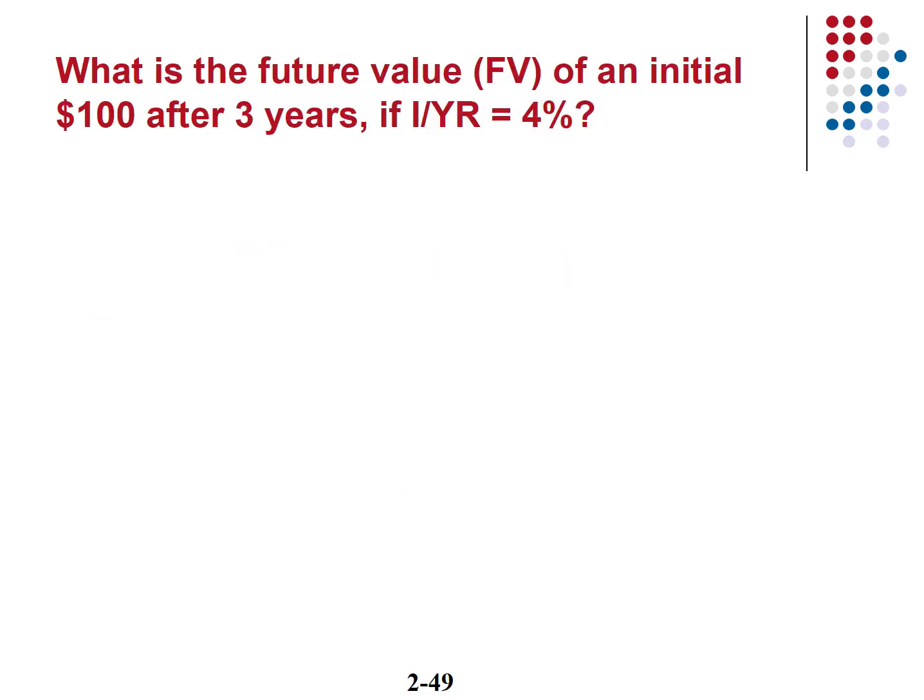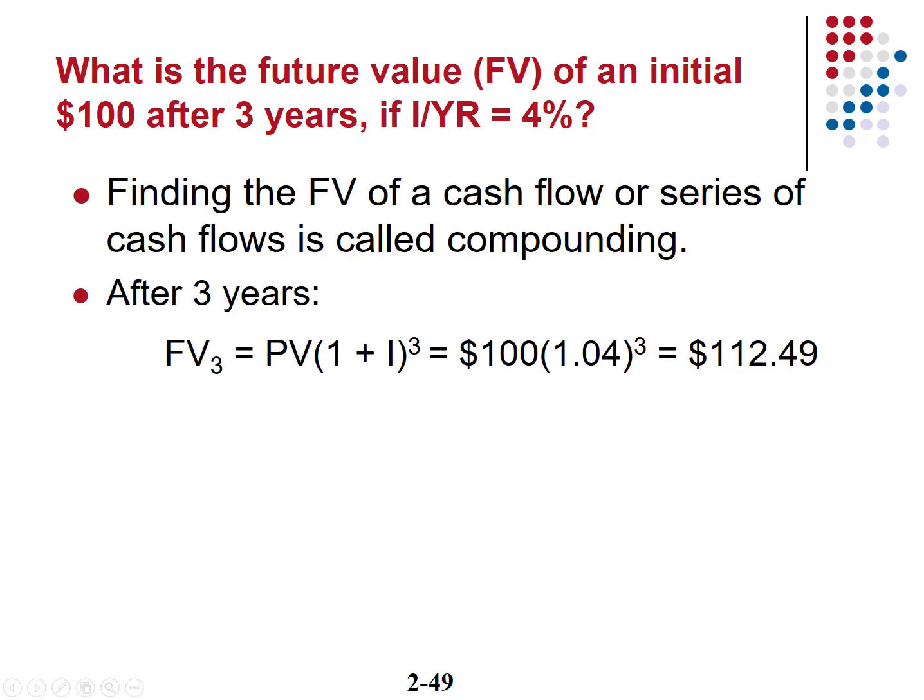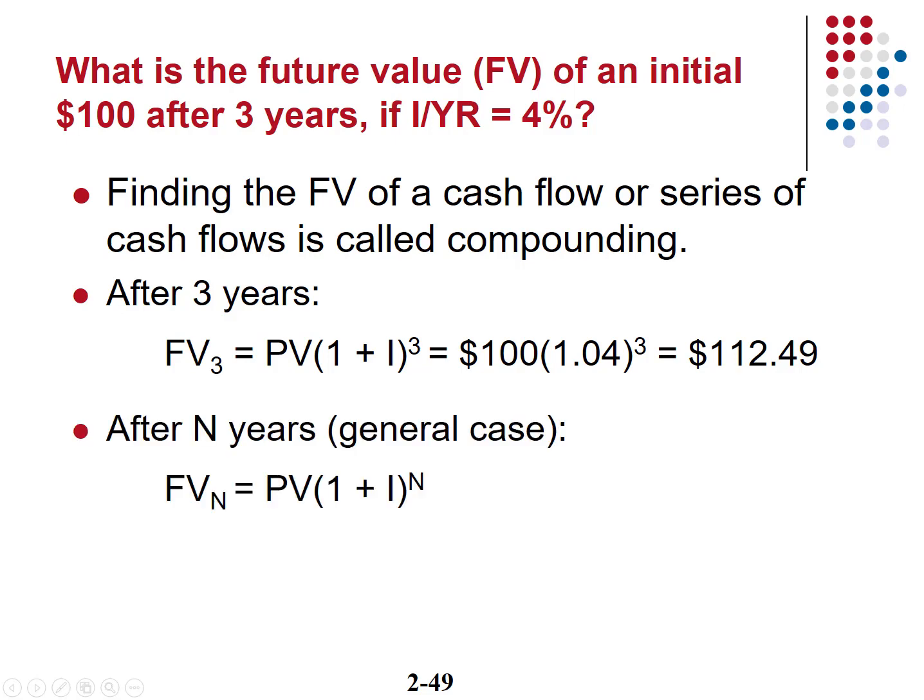So here's an example of compounding. What's the future value of $100 invested at 4% for 3 years? We can find it in several ways. We could do it step by step manually, growing it each year. We could use a financial calculator. We could use Excel. Let's look first at just using the general case. There it is, $112.49.